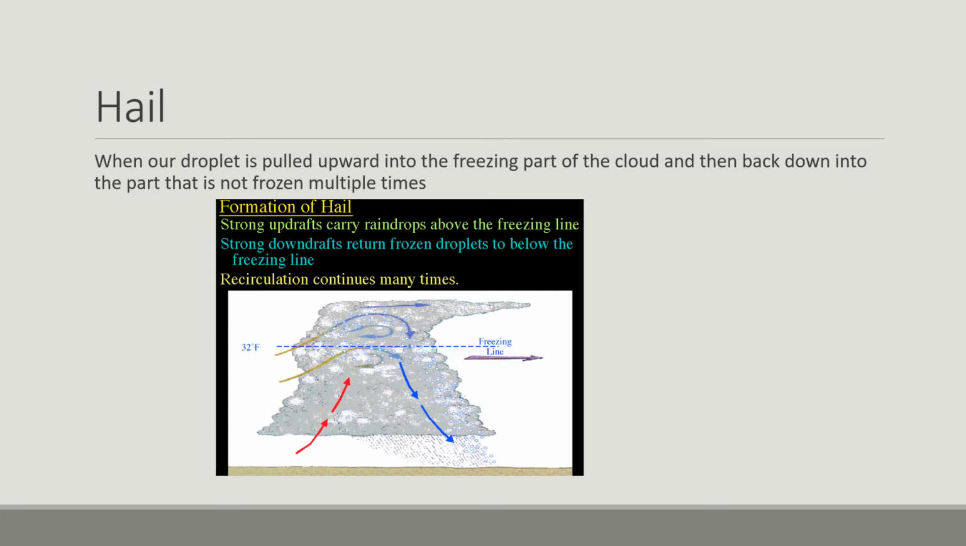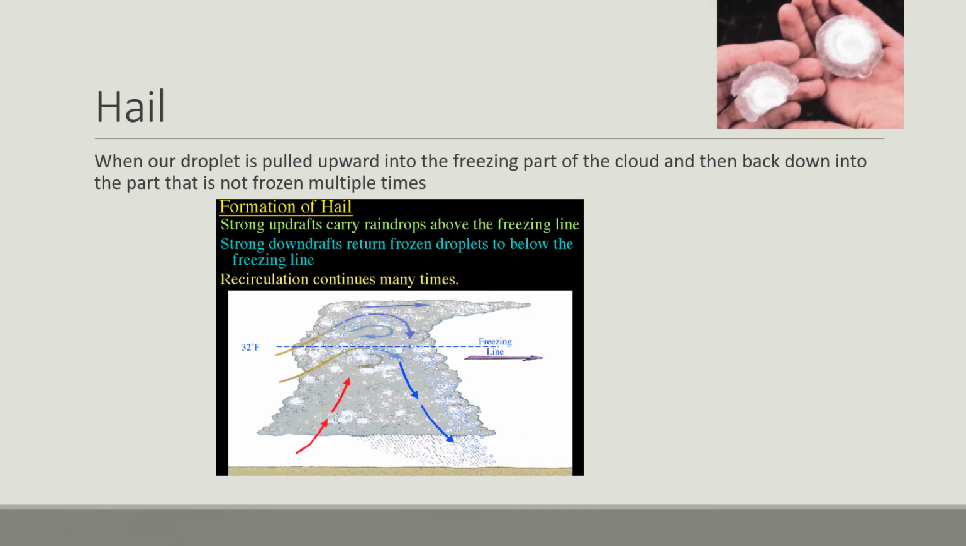And so what happens is our little water droplet gets pushed through the updraft into the top of the cloud, where it's below freezing, it freezes, gets pushed down by the downdraft, will run into non-frozen water droplets, and so it will grow in size, and then will get pushed back up by the updraft again. And it can keep going around and around and around depending on how strong the updraft and the downdraft are.